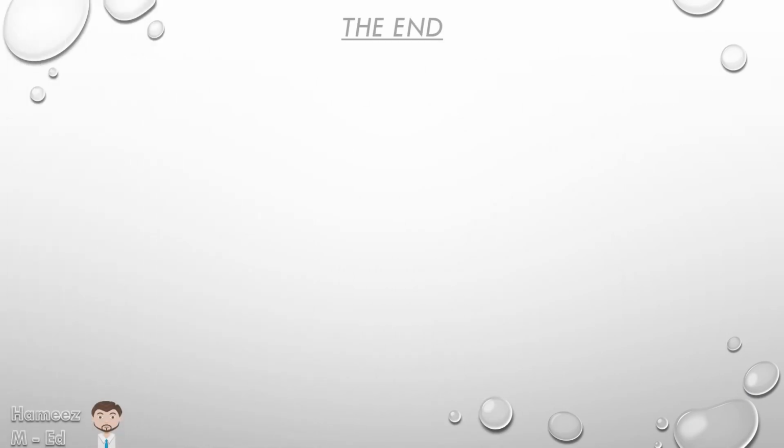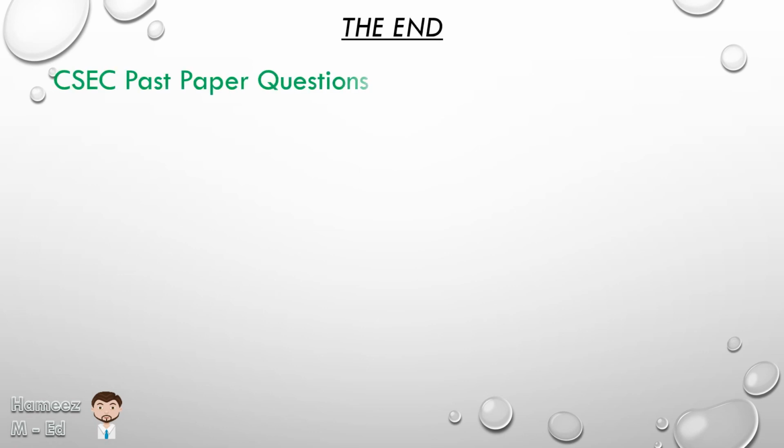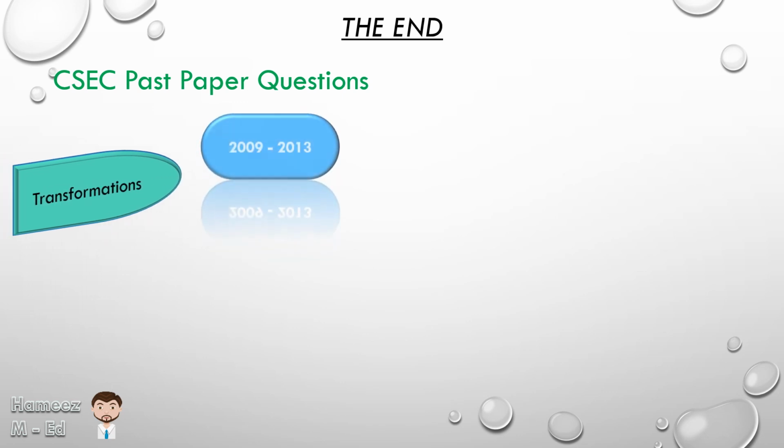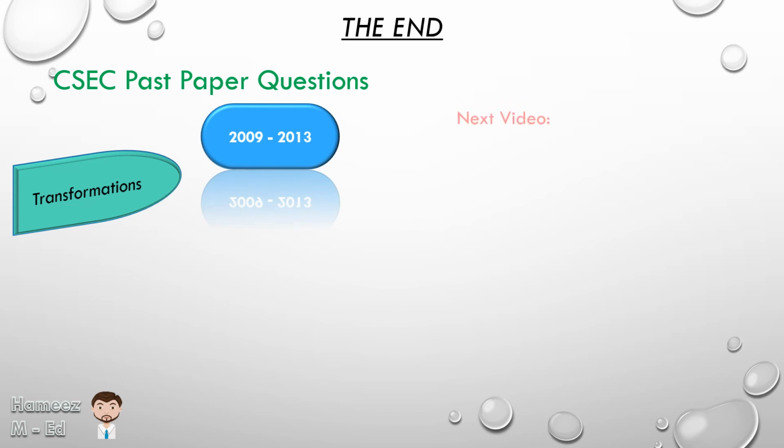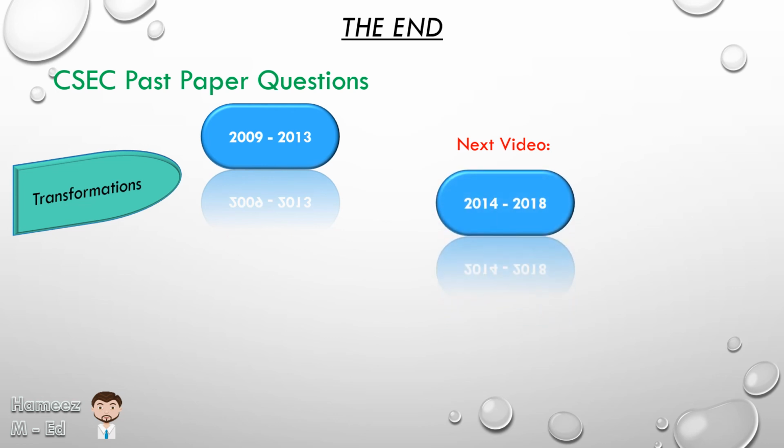This brings us to the end of CSEC past paper questions in the area of transformations. In this video, we've completed the past paper solutions from 2009 until 2013, and in our next video, we'll be looking at the next 5 years from 2014 until 2018.